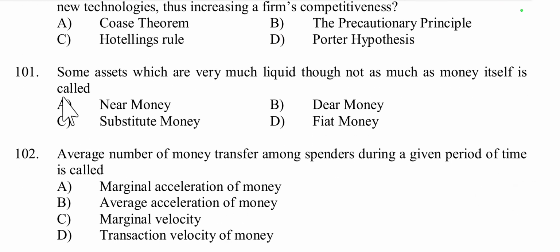Then 101, some assets which are very much liquid though not as much as money itself are called near money, dear money, substitute money, fiat money. This is called near money. Near money includes highly liquid assets like savings accounts, treasury bills or short-term bonds, easily convertible into cash but not actual currency. This is near money.